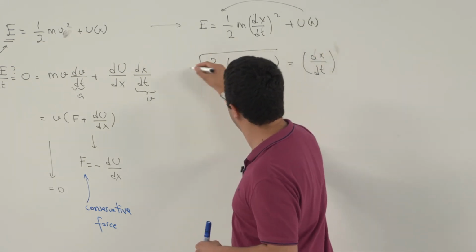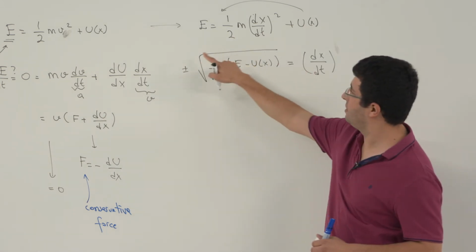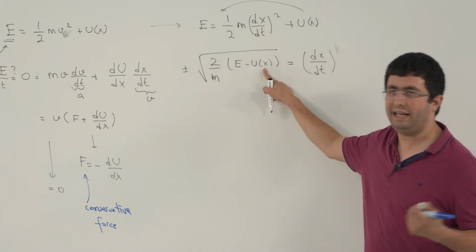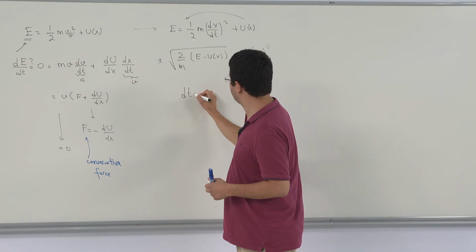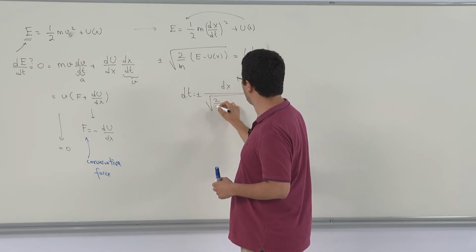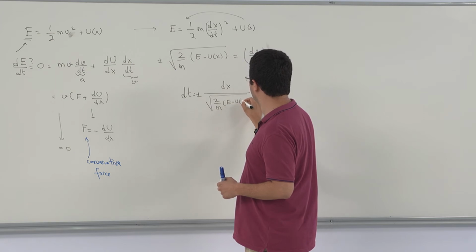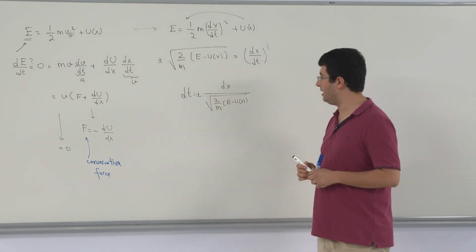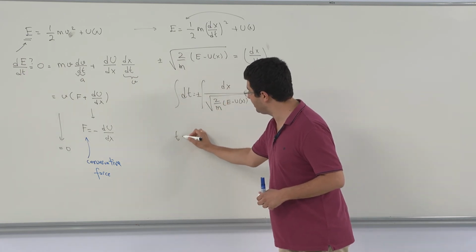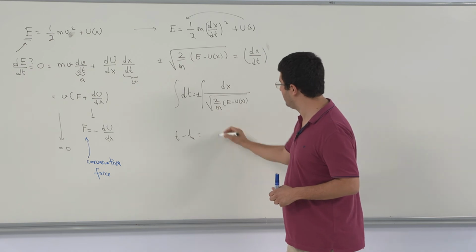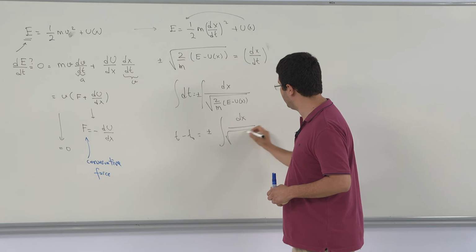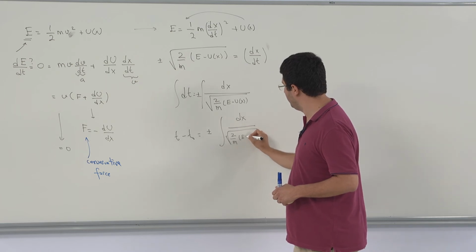So I get this. And I take this one to here and that one to here, because this is a constant, and this only depends on x. So what I get is dt is plus and minus dx over the square root of (2/m)(E − U(x)). And I can integrate this. And what I get is t minus t0, some integration constant, is plus and minus the integral of dx divided by the square root of (2/m)(E − U(x)).